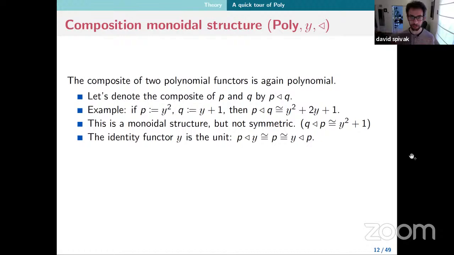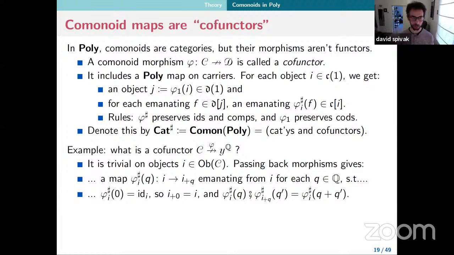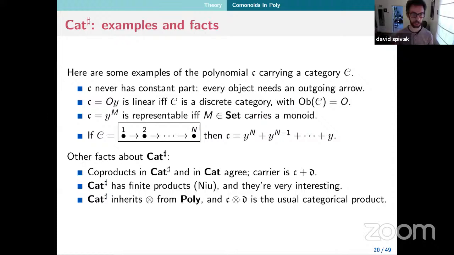That's just terminology that conflicts with the container people, and I'm sorry for that conflict. Now I've got to skip ahead here. We had this abacus, and we used it to prove things like that comonoids in Poly are categories and comonoid maps are cofunctors, which Bryce talked about yesterday.